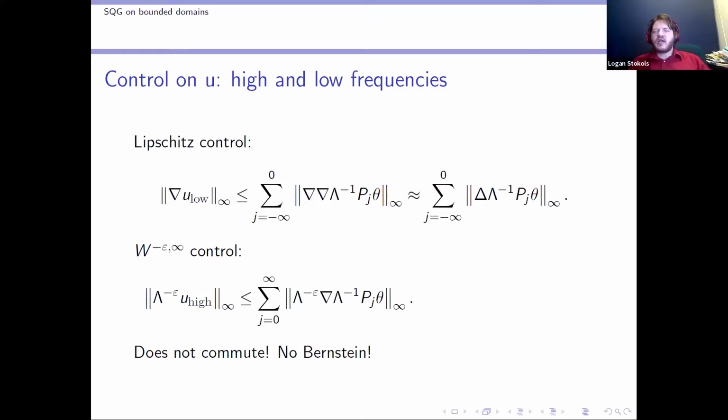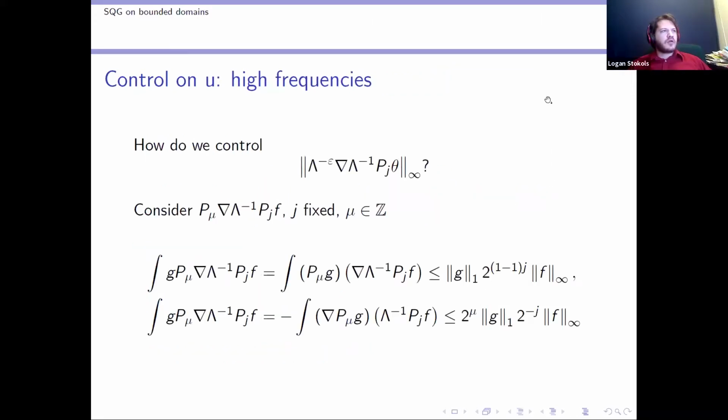And notice what's happening here is you start off with the jth projection of theta. And then when you apply lambda inverse, it remains localized at the jth frequency. And when you apply lambda inverse again, it remains localized at the jth frequency. And then when you take the gradient, we don't really know what happens. Lambda minus epsilon is only going to behave well if it's still localized, which it may or may not be, we do not know. So the problem here is the localization frequency might get broken by the gradient. Let me draw a diagram for this.